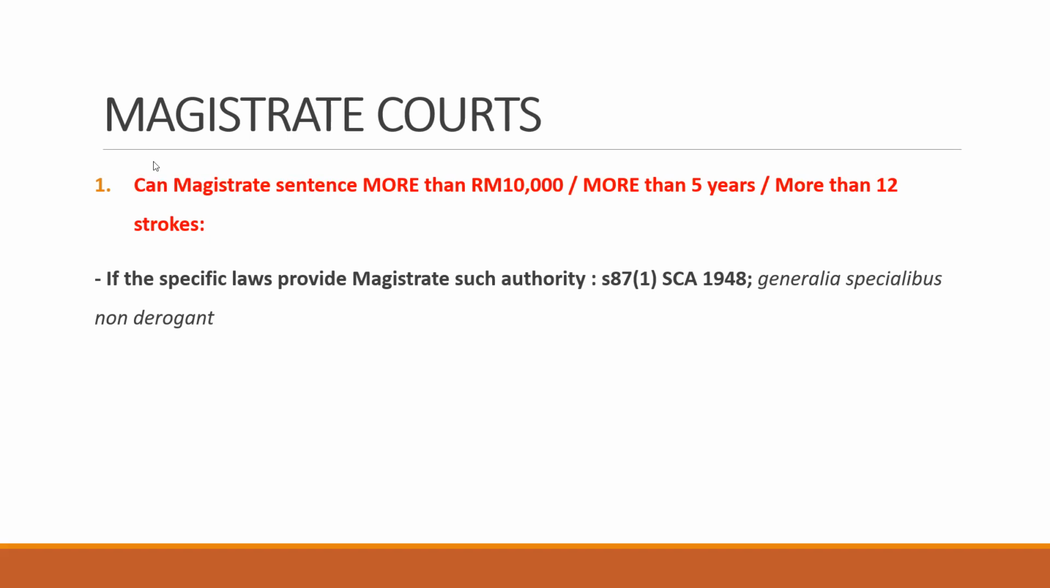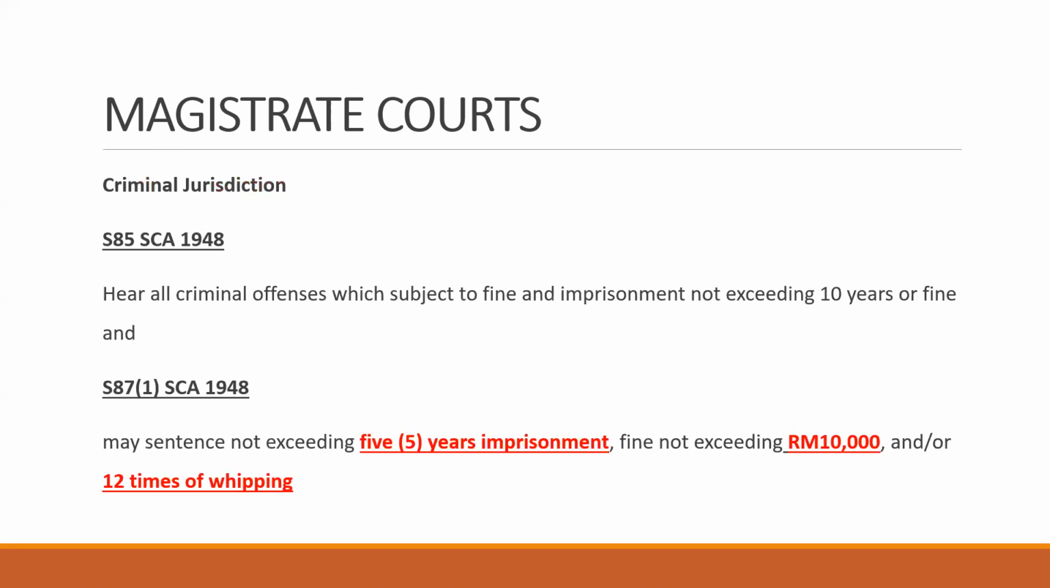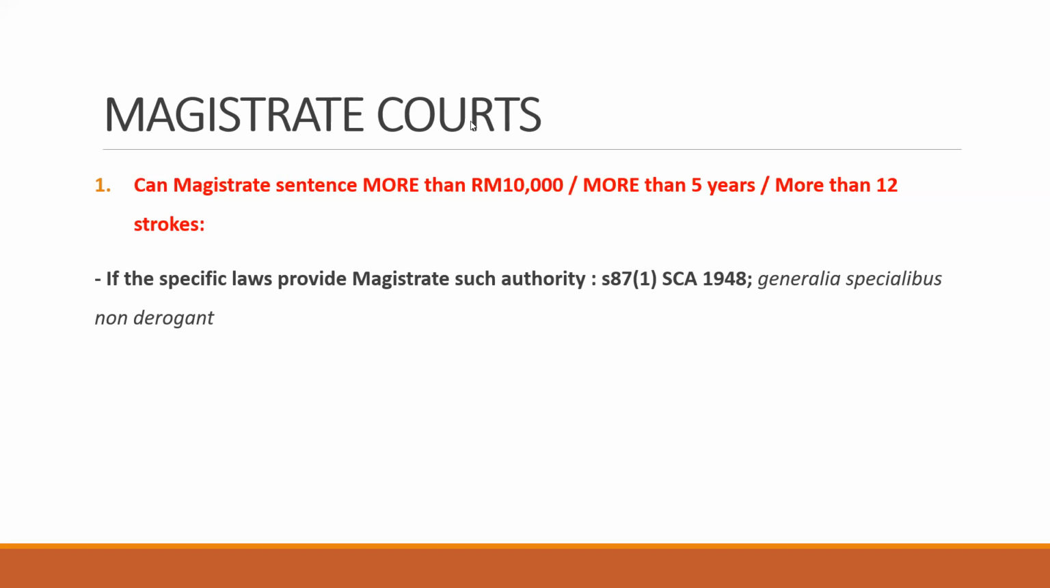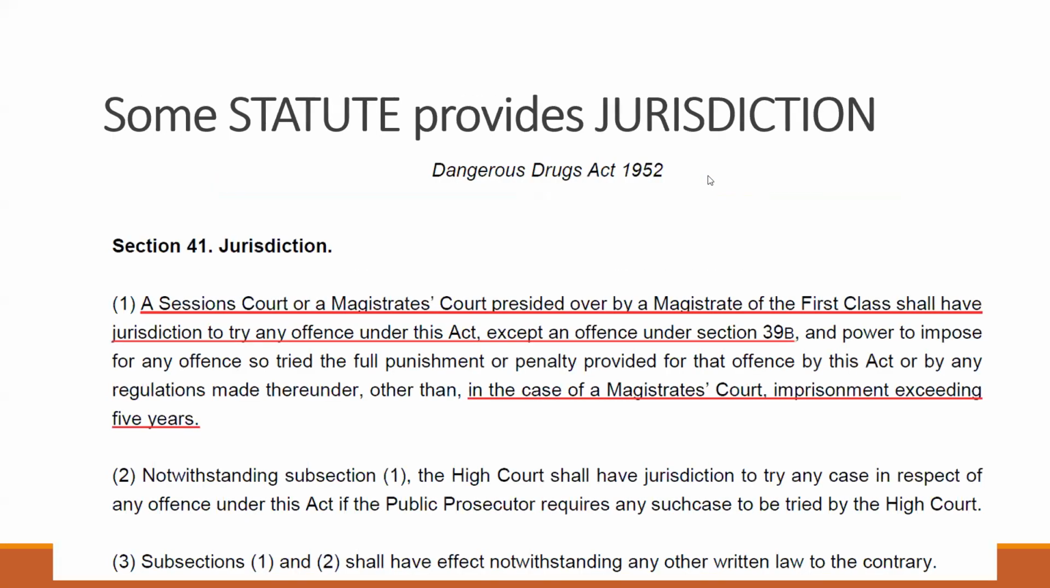Okay, the first popular topic they like to ask you. Even though just now we have a look, isn't it? Section 87 sub-rule 1 said that the sentence imposed by a magistrate court should not exceed 5 years' imprisonment, or the fine, the denda, cannot exceed 10,000, or both, or 12 strokes of whipping. The question now is, can a magistrate actually sentence more than what is required by the law or not? So you must look at the jurisdiction.